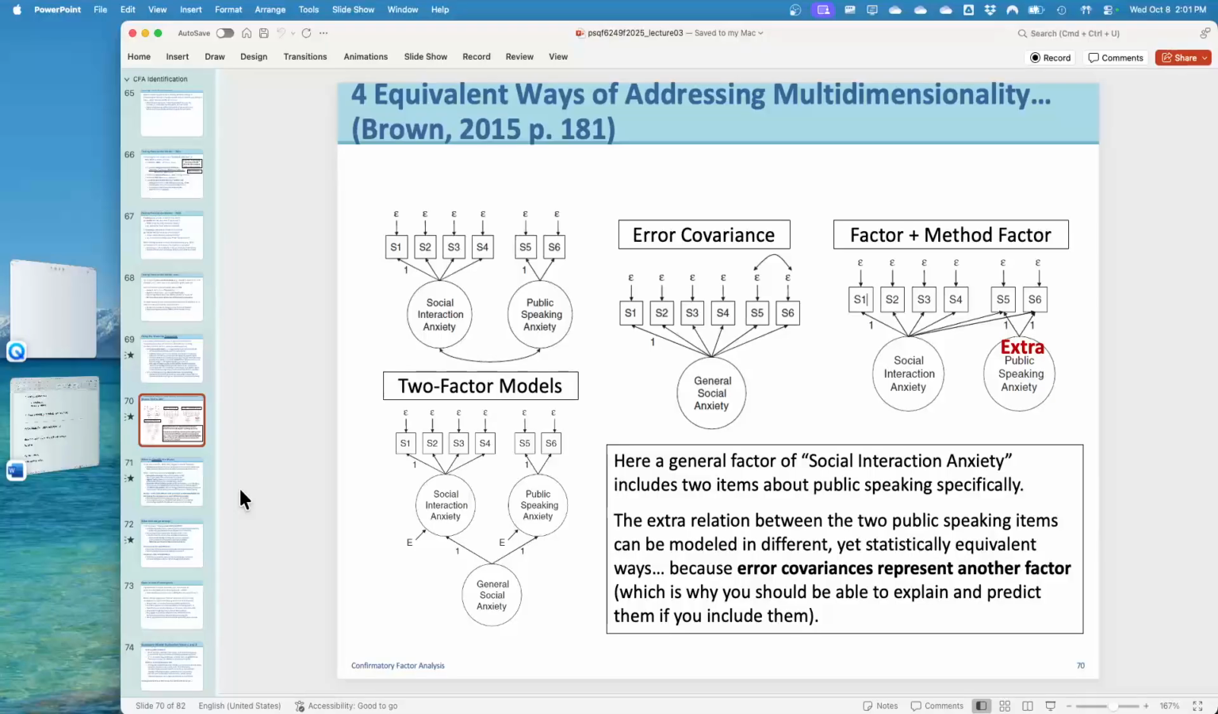So it's interesting. This is a picture from Brown's book. I think this is one of the chapters that I had you read. So an error covariance. Imagine this right here. Imagine you have an error covariance.